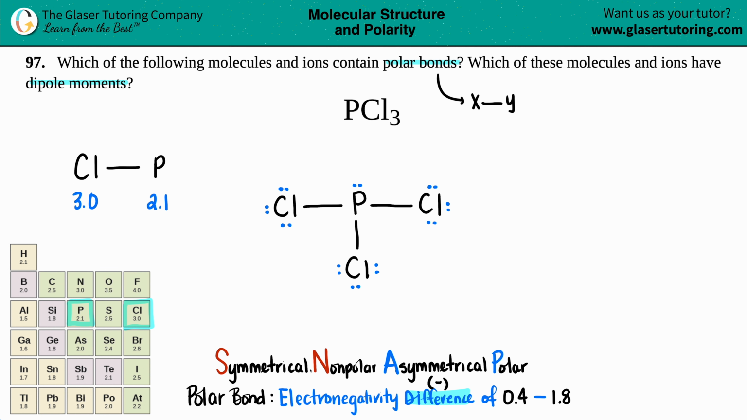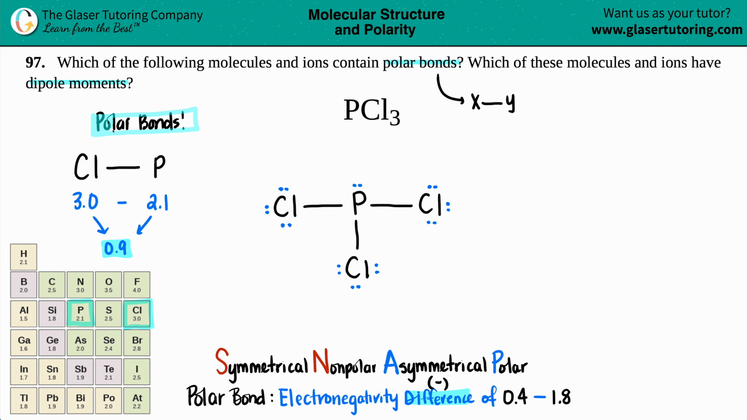Now, when you're taking your electronegativity difference, make sure that it's always the positive answer. So if you subtract and you get a negative, the electronegativity difference is always going to be the absolute value. So when these 2 are subtracted, this looks like it's going to be 0.9. If I look at the range, 0.9 is in between 0.4 and 1.8. So we answered the first question. These definitely have polar bonds. A Cl to phosphorus bond is a polar bond.